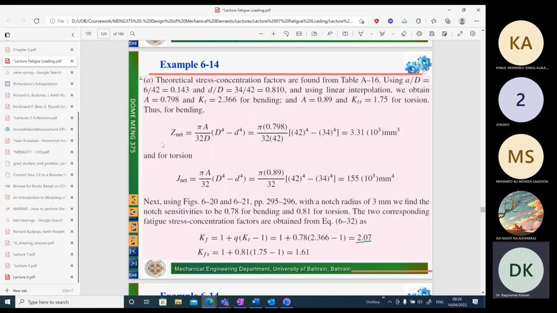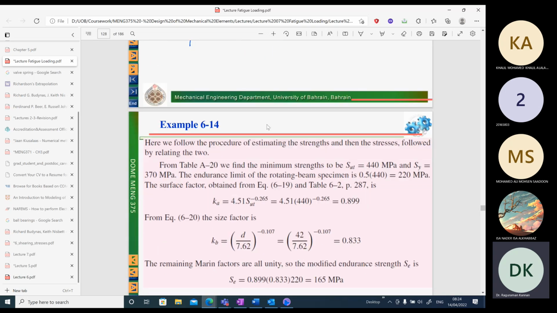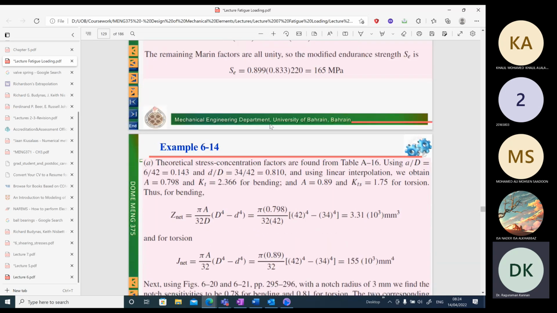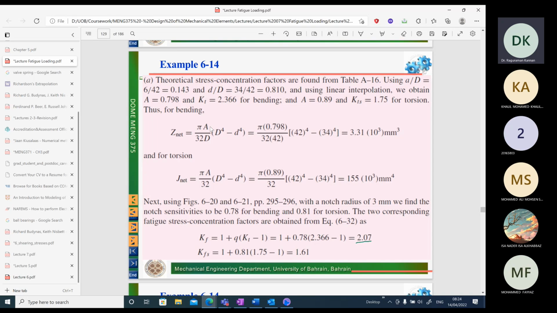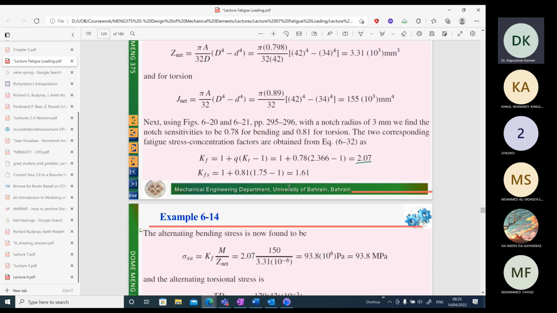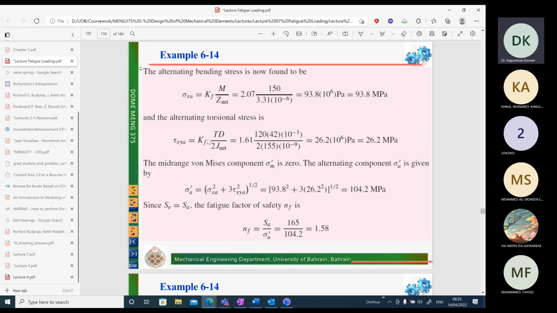So let's go to the slides and we will continue. Last class, we went through the method to interpolate and obtain the values of EA. Also interpolate and obtain the values of KT and KTS. So KTS for shear stress and KT for normal stress. Now let's assume we have obtained all these values and we have calculated the normal stress and the shear stress for this particular problem.